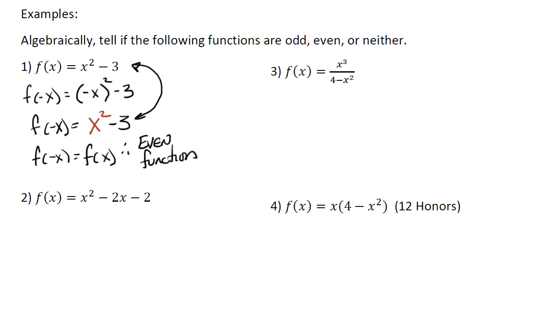Number 2, f of x equals x squared minus 2x minus 2. All right, you should recognize the quadratic, so it's some type of parabola. And what I'm going to do is plug in negative x once again. And I'm going to put parentheses. All right, why don't you clean up this line here and see what you get.